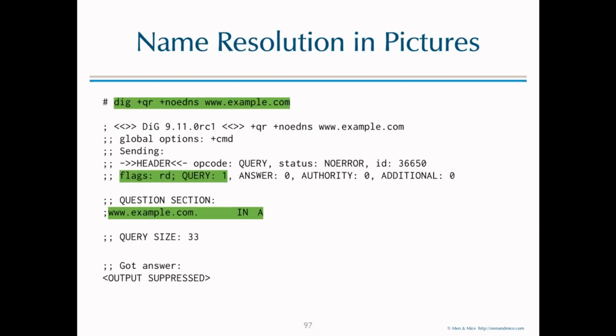And there we go. The beginning, dig is, and there we see the query: dig plus QR plus no EDNS www.example.com. I didn't tell it the type to query, but it defaults to A records, and I didn't tell it the class, it defaults to IN, internet class. And there we see the query behind all these semicolons. Dig explains that it's version 9.11.0RC1, and then we see sending.